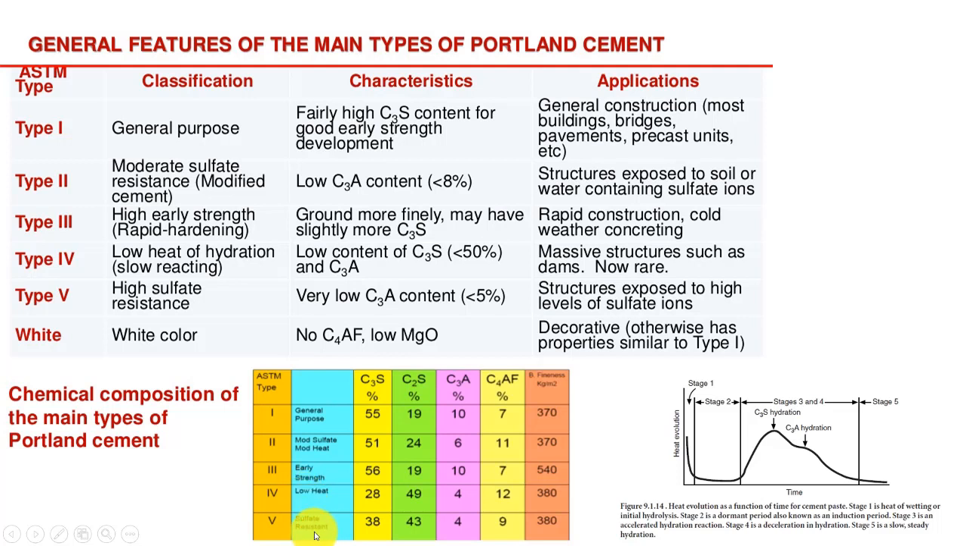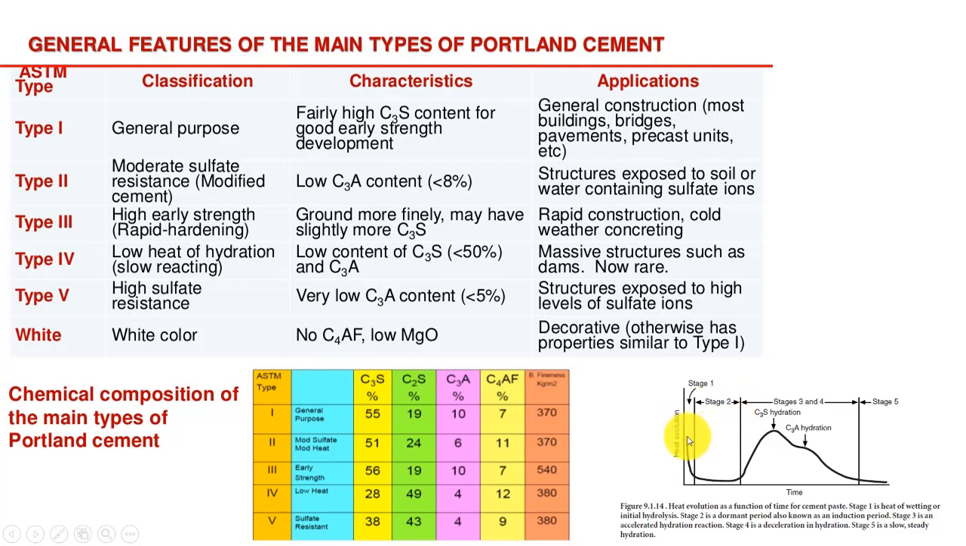Lastly, you have sulfate resistance. High sulfate resistance cement has a tricalcium aluminate content less than 4%. This is basically a calorimetric curve, used to gauge the heat of hydration of a cement.